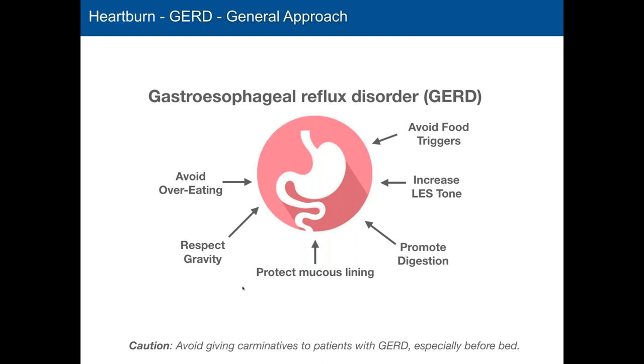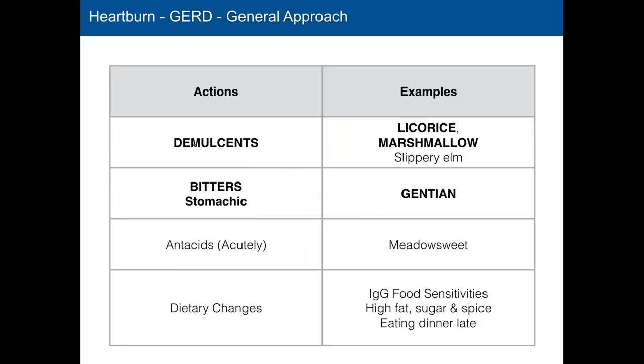You may have to raise the head of the bed, get them not to lie down right after they've eaten, and then avoid overeating, okay? Again, carminatives like ginger, fennel, anise, spicy foods, cayenne, things like that, they can aggravate it as well. So, demulcents, licorice, marshmallow, slippery elm, bitters, antacids. Acutely, you could use meadowsweet, but again, you could use Tums. I'm probably not against using that. And then your dietary changes in general, okay?